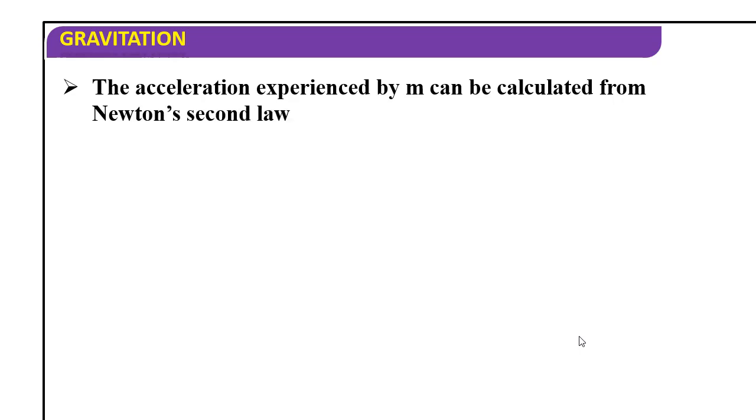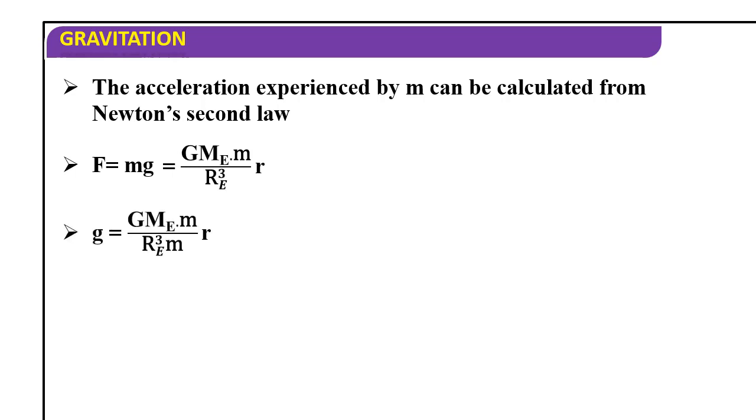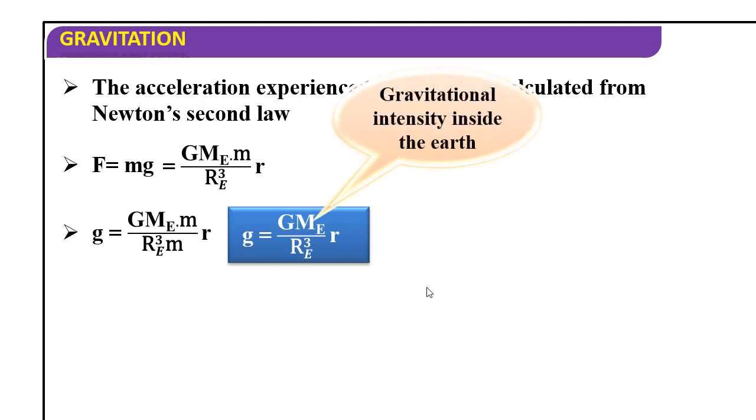The acceleration experienced by m can be calculated from Newton's second law. F is equal to mg. This is equal to G M E m by R E cube into r. So G M E by R E cube, m will get cancelled here. So g is equal to G M E by R E cube into r. So inside the earth, this is the formula for gravitational intensity inside the earth.